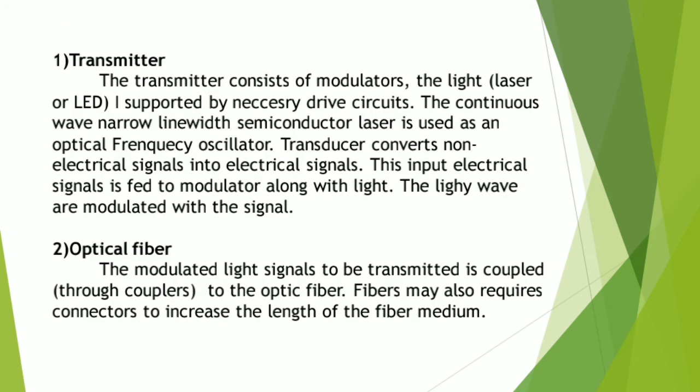First is a transmitter. The transmitter consists of a modulator, the light source, and it is supported by a necessary drive circuit. The continuous wave narrow line width semiconductor laser is used as optical frequency oscillator, and the transducer converts non-electrical signals into electrical signals. This input electrical signal is fed to the modulator along with the light, and the light wave is modulated with the signals.